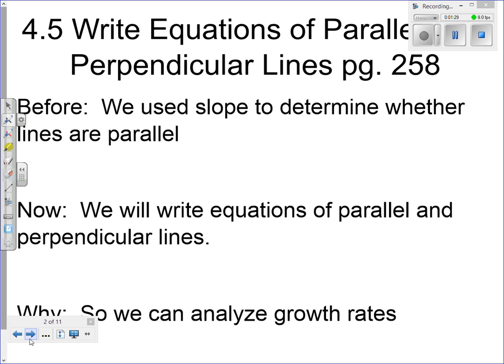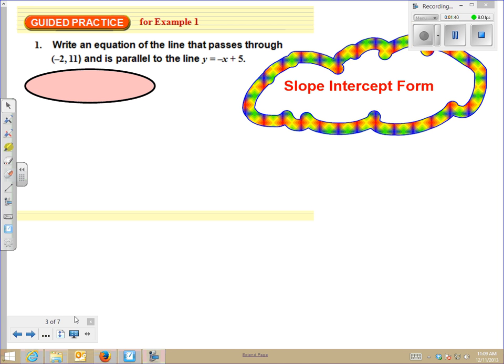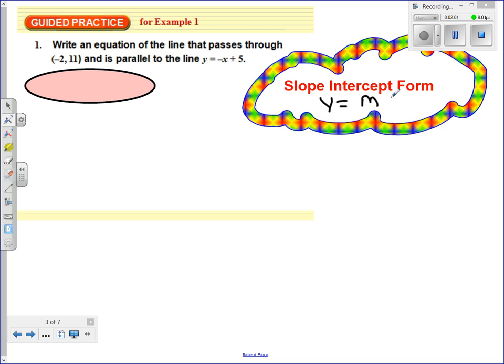Okay, moving along. Our goal today is to write equations of parallel and perpendicular lines. This goes along with what's in your book. It's example 1. It starts on the bottom of page 258, 259. Take a look at those pages. You noticed I've used my fancy pen here to remind everybody that we are writing in slope-intercept form. Y equals mx plus b. Remember, we can't identify the slope or the y-intercept until it is in this form.